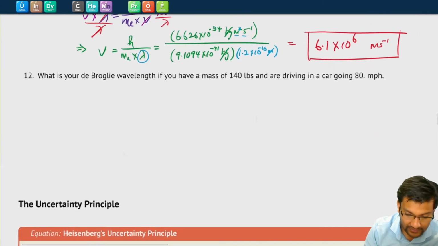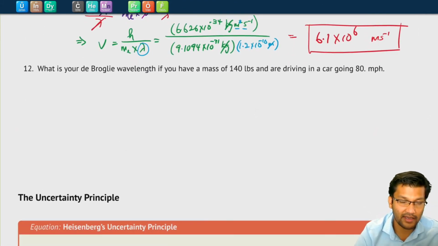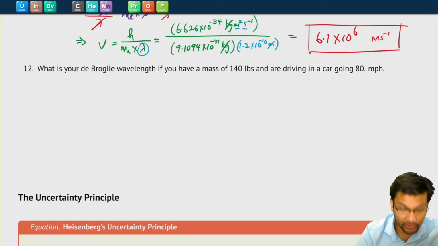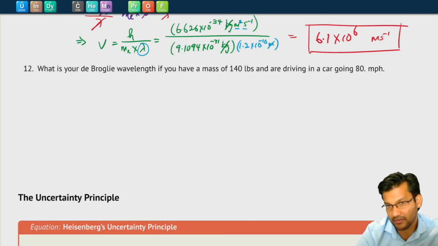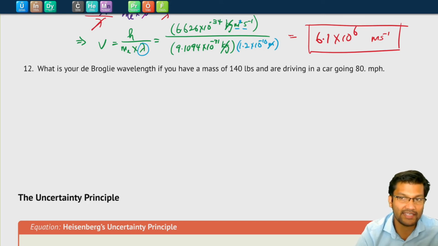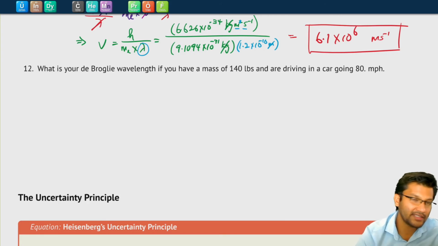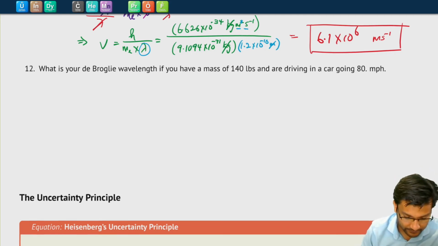Okay, finally, this de Broglie wavelength could be applied to anything, not just electrons. Everything has a wavelength according to quantum mechanics, including you. So let's try to calculate your de Broglie wavelength. Let's assume that you have a mass of 140 pounds, right? And you're driving in a car going 80 miles per hour. So that's your mass and that's your velocity. What is your de Broglie wavelength? Spend some time trying to figure it out, and when you're done, we'll go over it together.